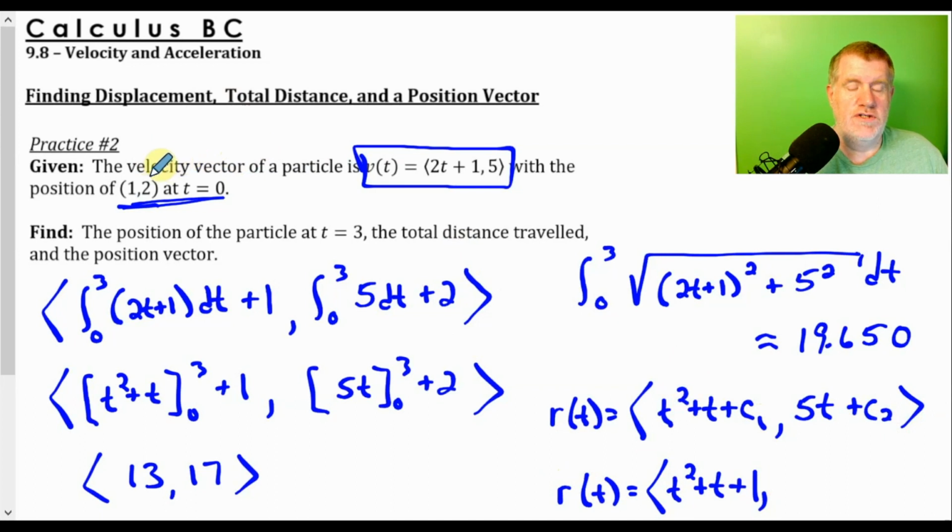And plugging in 2 when t equals 0. So 5 times 0 is 0. So C2 would have to equal 2. And there you have it.